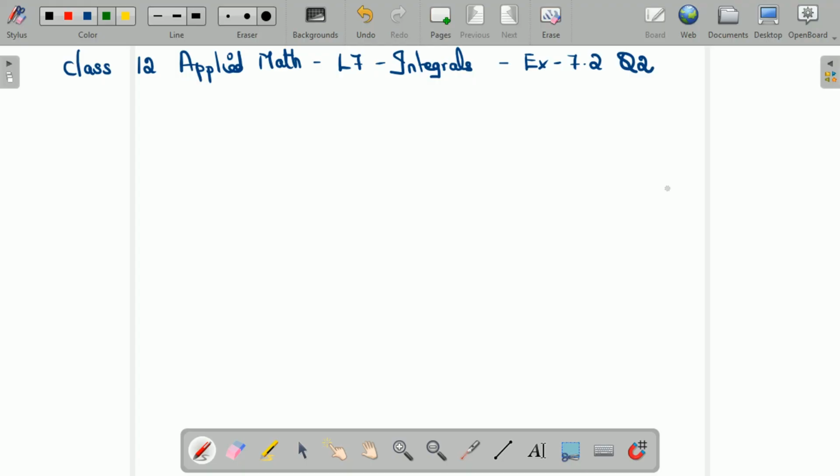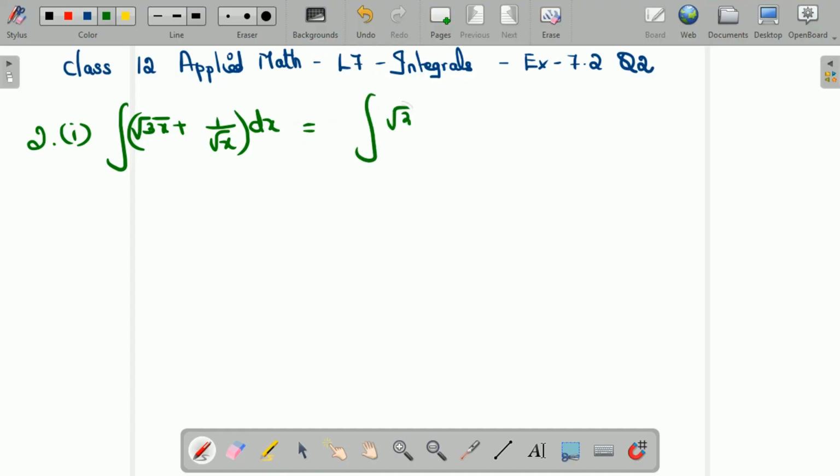In this video, let's see how to solve the second question in exercise 7.2. So here there are two subdivisions. The first one is integral of root 3x plus 1 by root x dx. So this root is for both. So this is going to be broken into two integrations. So this is integral of root 3x dx plus integral of dx by root x.